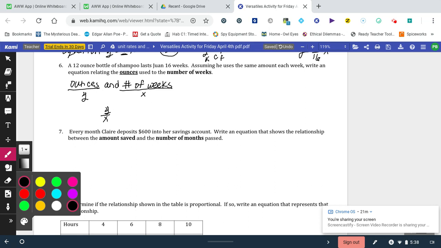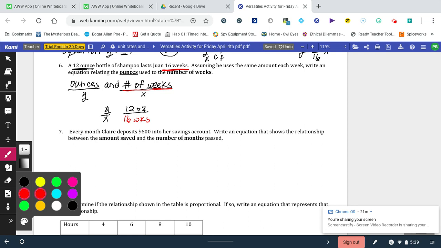So y is the number of ounces. Well, how many ounces were there in the bottle? There were 12. So that's going to be 12 ounces divided by x, which is the number of weeks. And there were 16 weeks. It took them 16 weeks to use that whole bottle, which was 12 ounces. So we're going to divide by 16 weeks. All right, so I have 12 divided by 16.